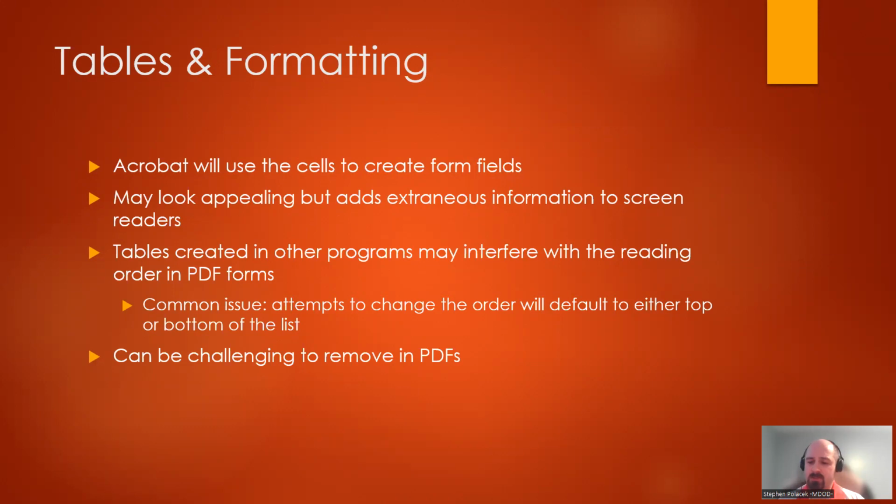This can also happen sometimes with tables where I'm trying to just tag a form field with a particular label or something next to it, and instead it's assigning it to another part because it's trying to follow that table structure instead of the reading order I'm assigning, because that tag tree is ultimately its final say in how the document is interpreted. So they can be challenging to remove in PDFs.